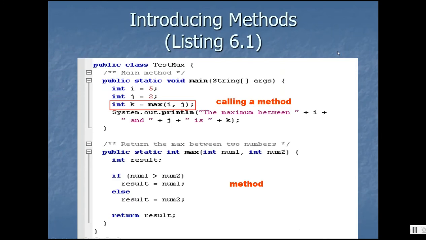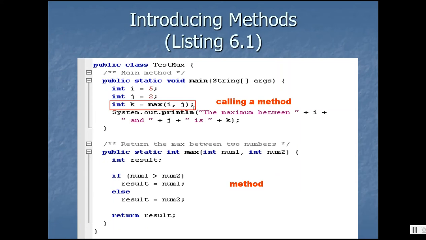So we're going to explore this with an example from the textbook, listing 6.1 of the textbook, called TestMax. And you can see that in the Liang samples. And here we have this class. It has a main method, and you're already familiar with the main method, but it also has this other method called max. And here we see the declaration of the method over here. And here we see when we're calling the method.